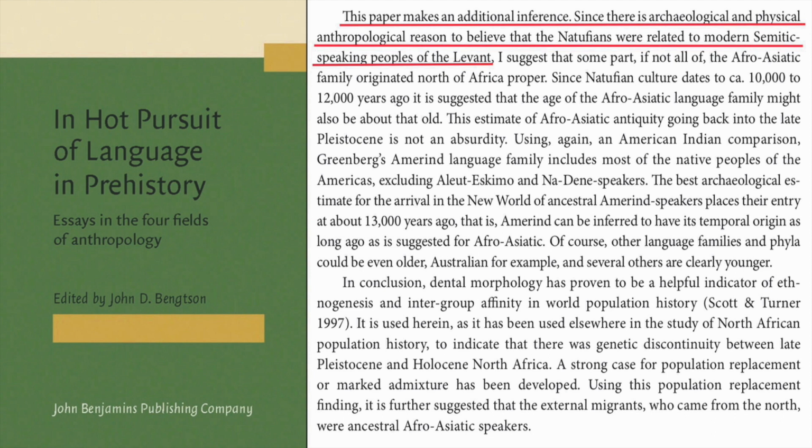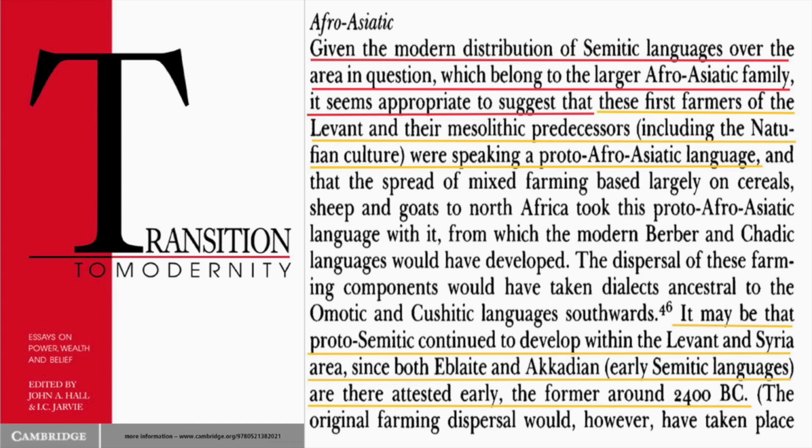According to the book In Hot Pursuit of Language and Prehistory, it reads, "This paper makes an additional inference since there is archaeological and physical anthropological reason to believe that the Natufians were related to modern Semitic-speaking peoples of the Levant." And according to Cambridge University, it reads, "Given the modern distribution of Semitic languages over the area in question, which belong to the larger Afro-Asiatic family, it seems appropriate to suggest that these first farmers of the Levant and their Mesolithic predecessors, including the Natufian culture, were speaking a Proto-Afro-Asiatic language.